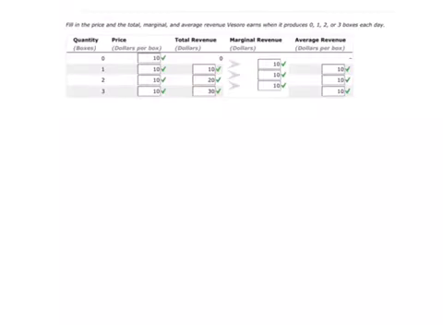So total revenue again is just price times quantity. So $10, $20, $30. That means your marginal revenue is always going to be $10 because every time you sell another box, you earn another $10. So marginal revenue is just $10.